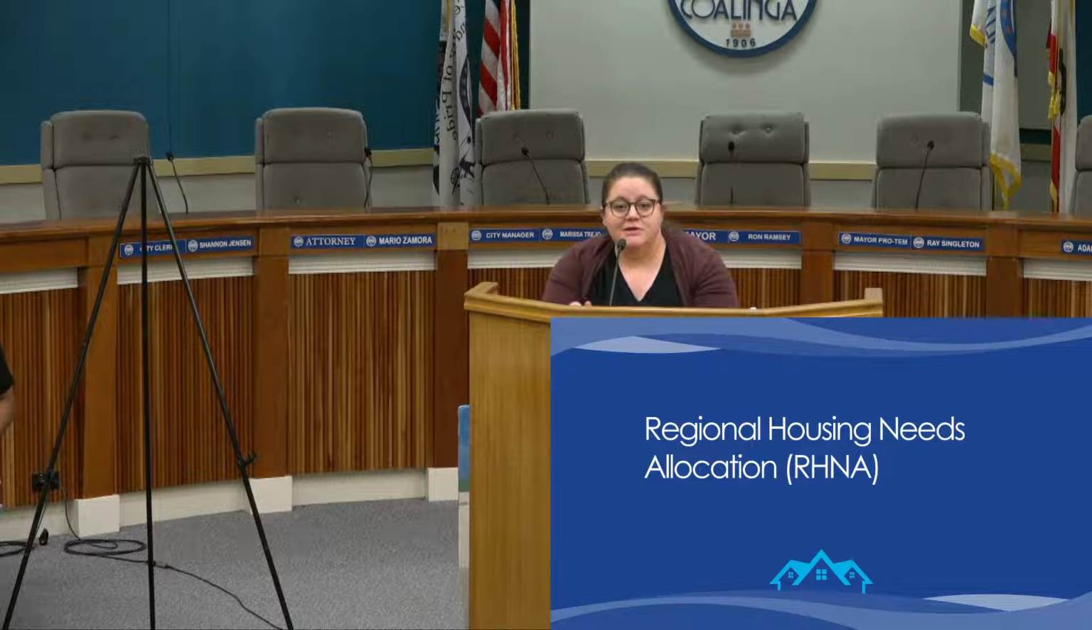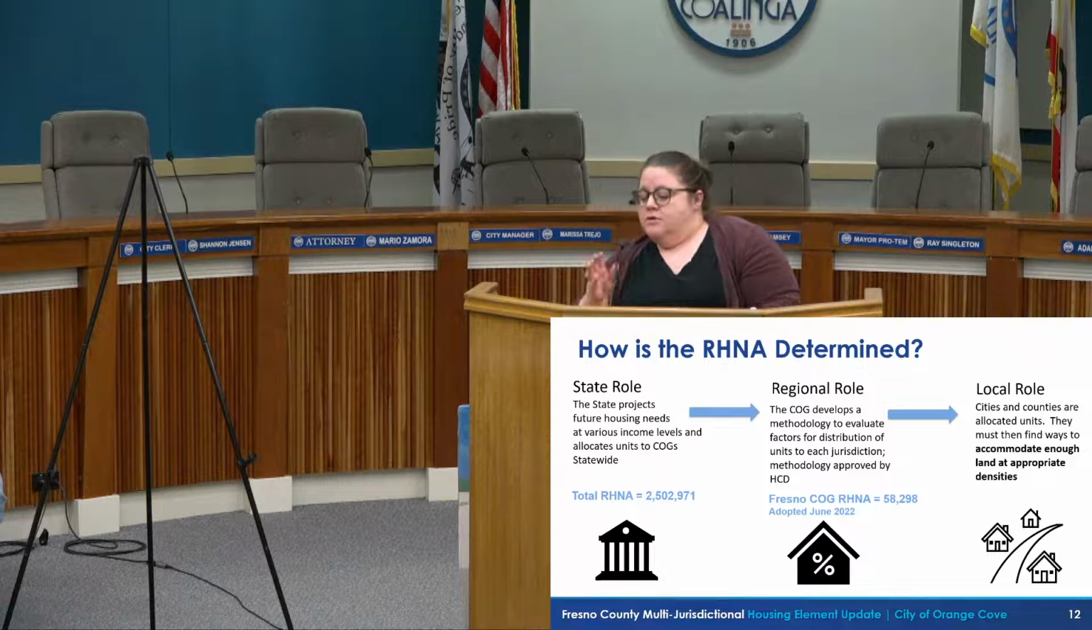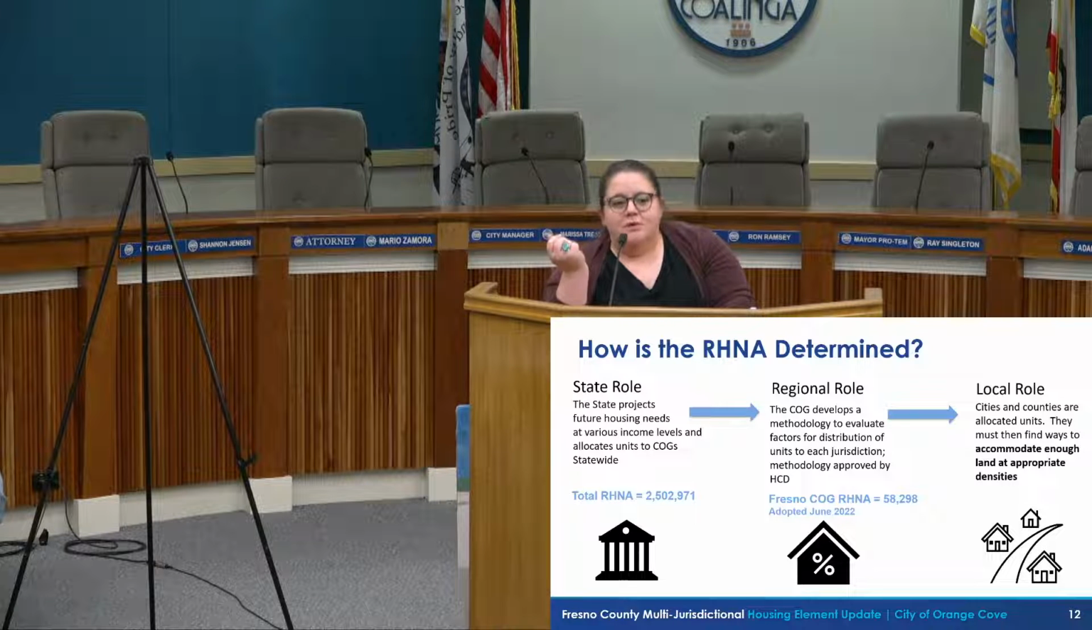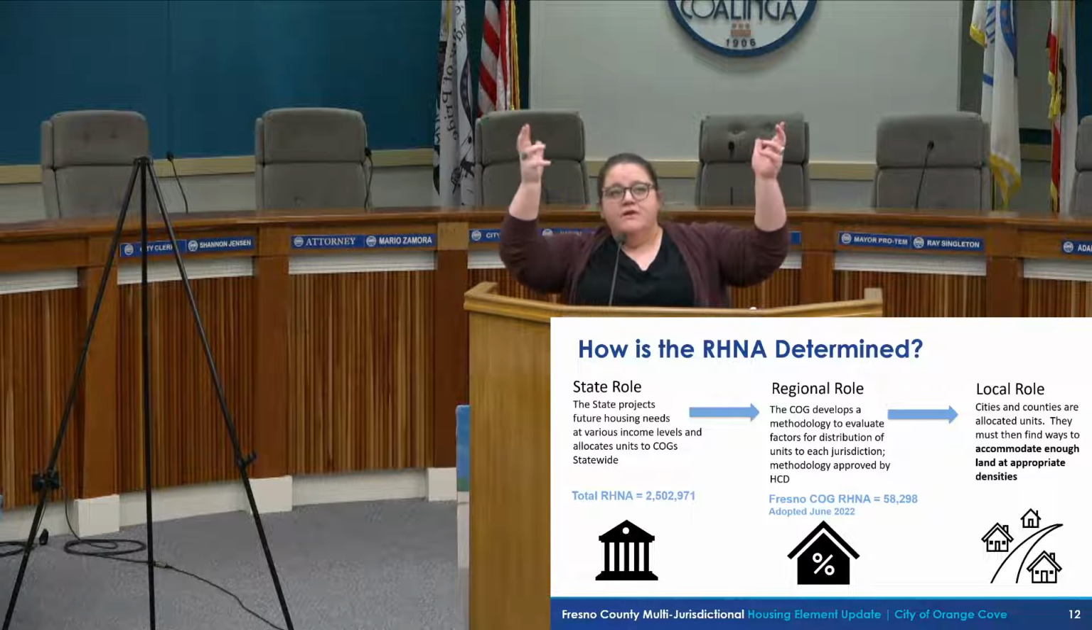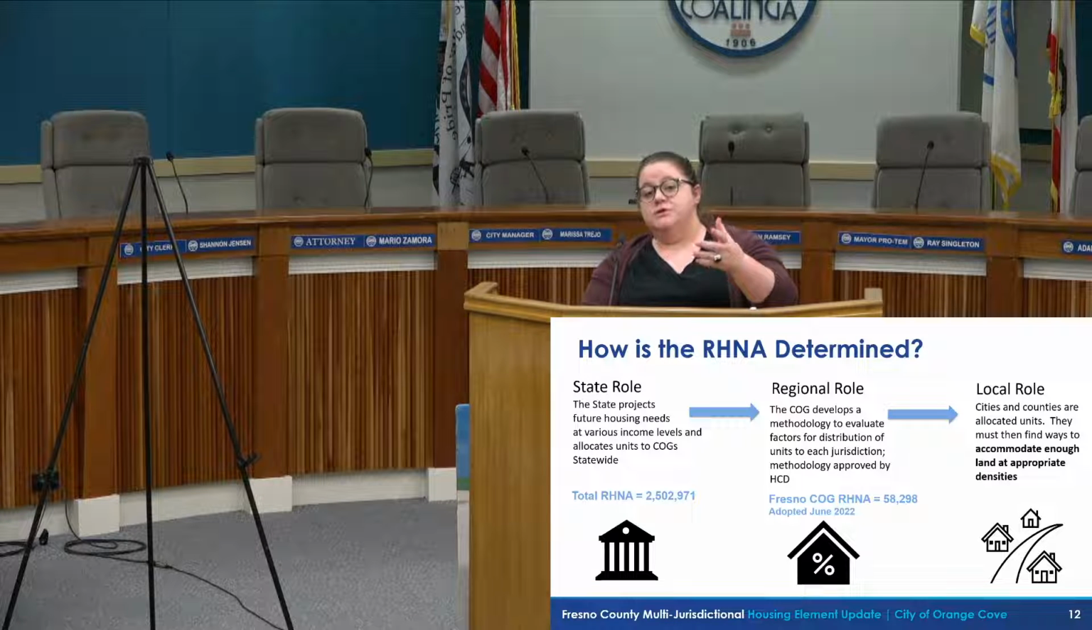So I'm getting into the more fun data points of this. We're going to be talking a little bit about our regional housing needs allocation first. So how did we magically come up with a number of units that Coalinga needs for this cycle? First, the state of California needs 2.5 million units of housing. And then it goes to the regional level.